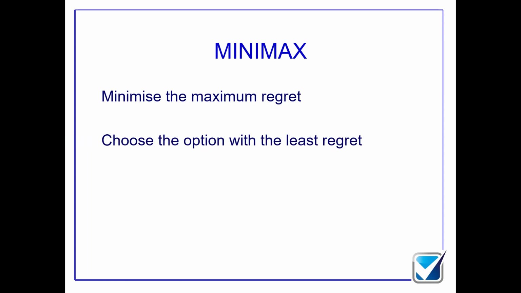Then we have the in-betweenie, which is mini-max. What mini-max does is it tries to minimize the maximum regret. It does this by looking at a payoff table, and from that payoff table we derive a regret table. So we start with a payoff table, and then we go to a regret table. Then we pick the option which gives me the least amount of regret.